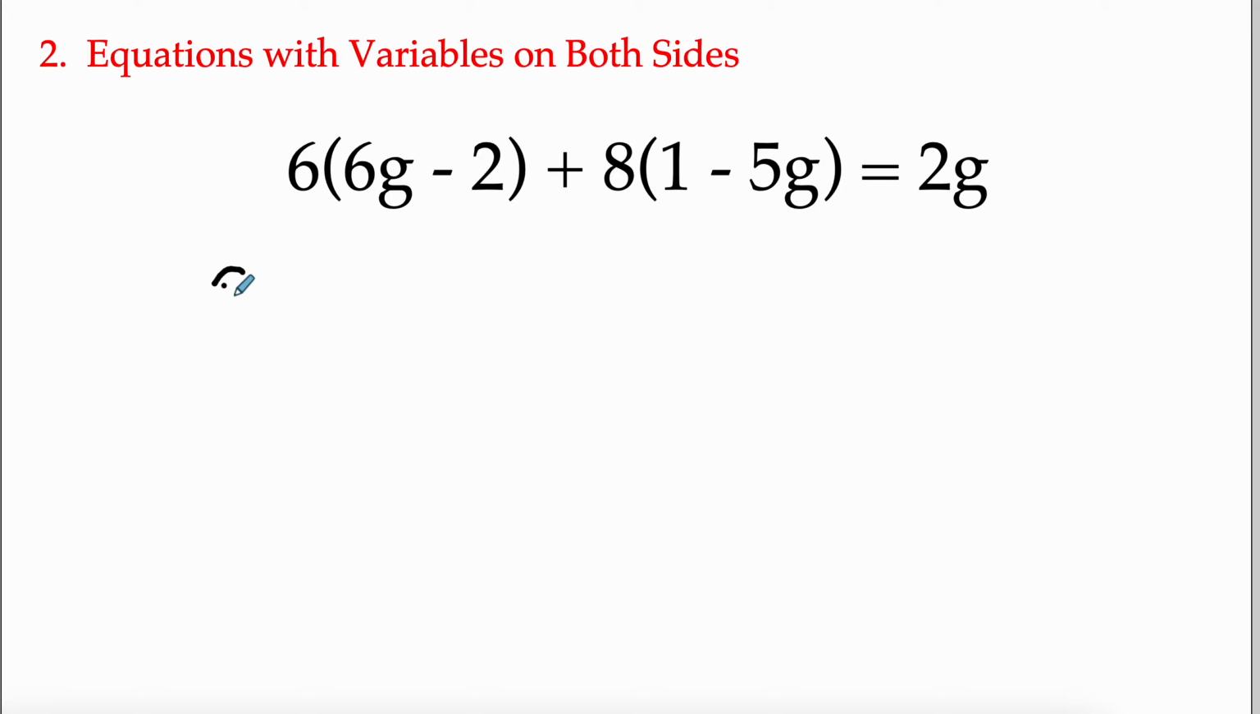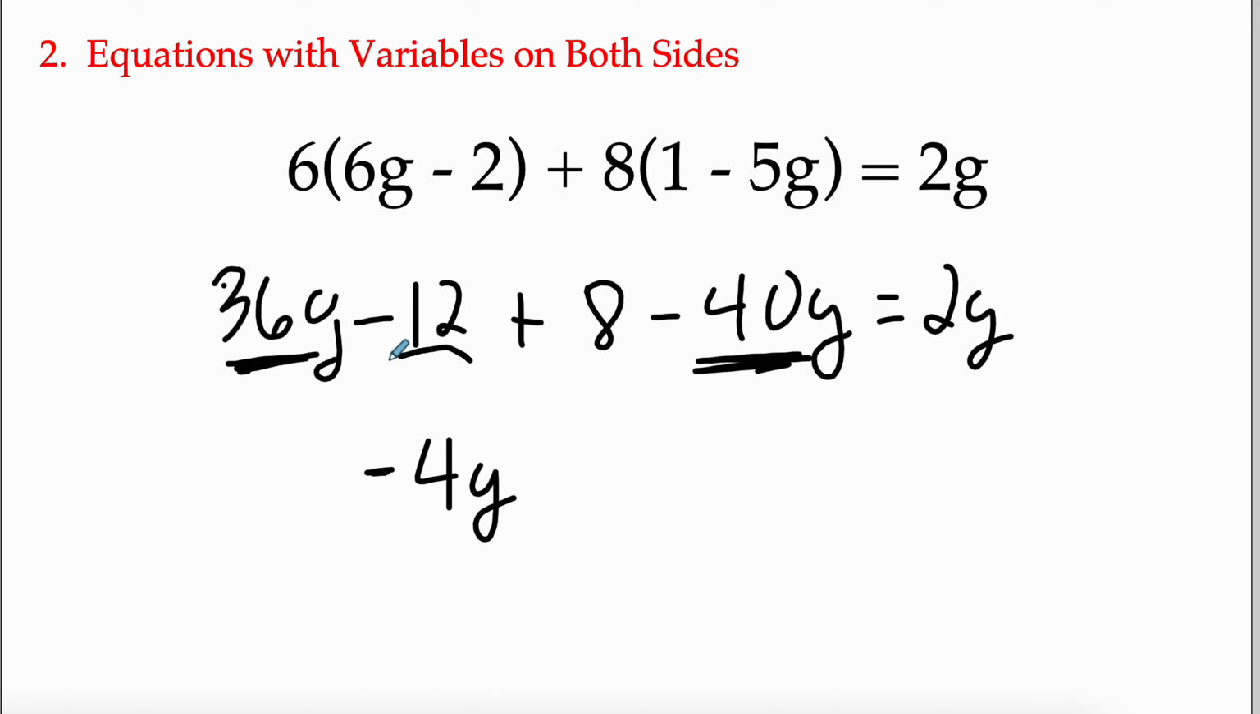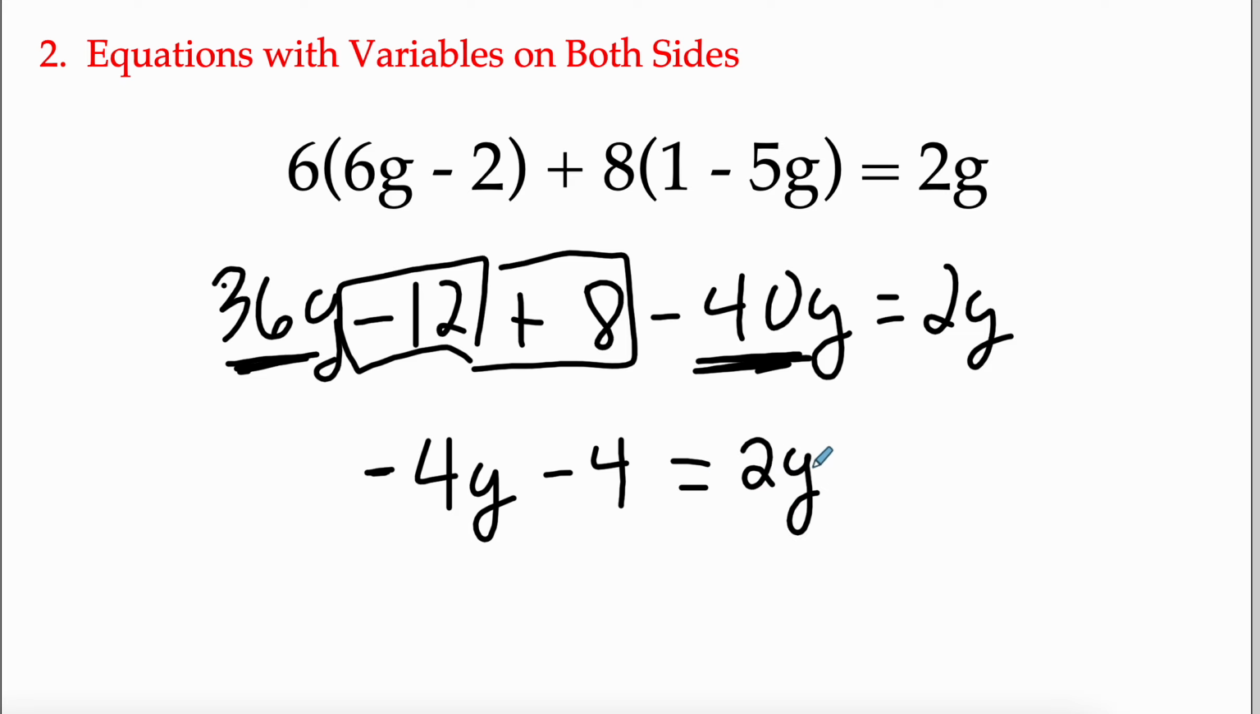Here we have 36g minus 12 plus 8 minus 40g is equal to 2g. We can combine the 36g on the left with the negative 40g on the left and get negative 4g. We can also combine the negative 12 and the positive 8 to get negative 4, and all of that will equal 2g.